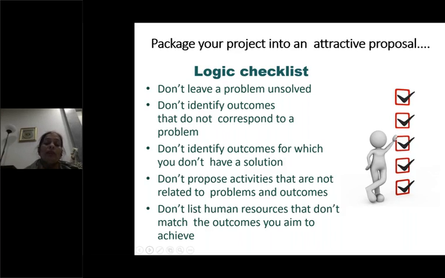And then don't propose activities that are not related to problems and outcomes. In a project you may have to take a lot of activities, but, for example, because if you are working in a university, you may have to struggle with the grant and permission department, or your own department, or your own technical committees. Although these activities are there in the project, you do not propose these activities in the project, because they are not related to your problems, nor to your outcomes.